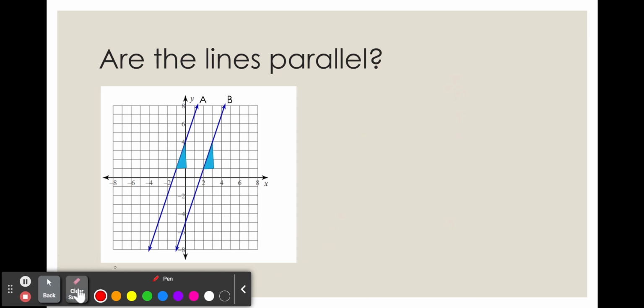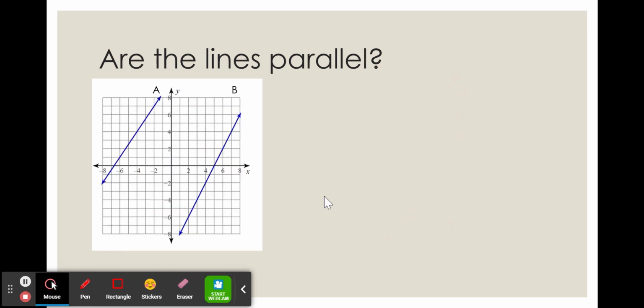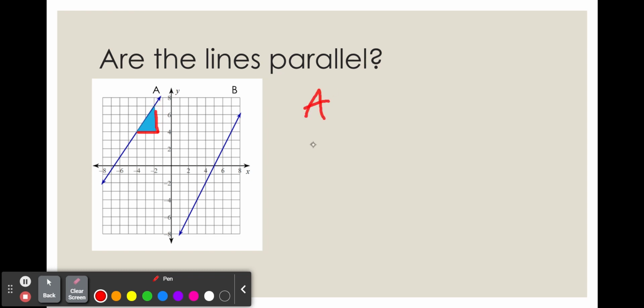All right, so let's try another example. So let's find the slope of both of these lines. So the slope of line A here, the run is 2 and the rise is 3. So that is the slope. So we said the rise is 3, the run is 2. So 3/2 is the slope.